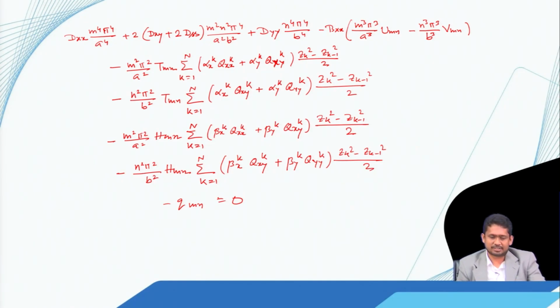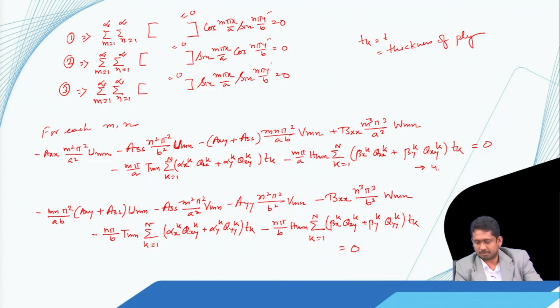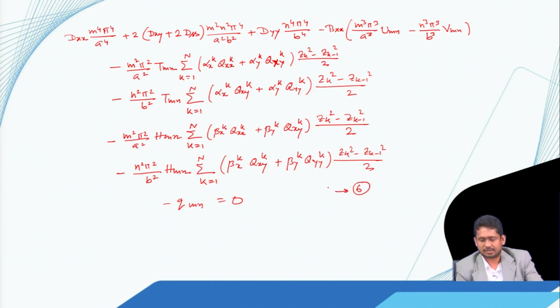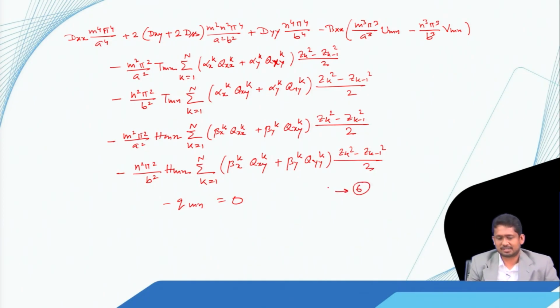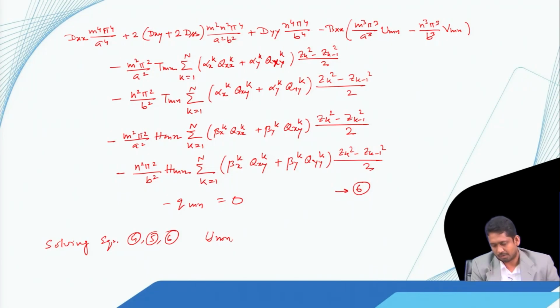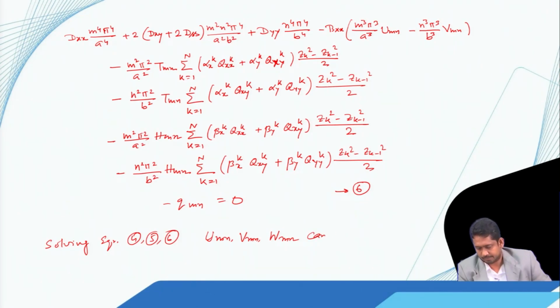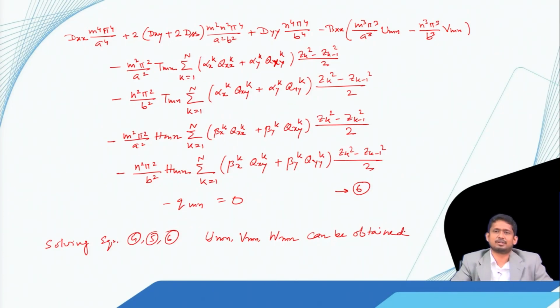So, we have 3 sets of equations, we can name them equation number 4, 5 and equation 6. So, solving equations 4, 5, 6, Umn, Vmn, Wmn can be obtained, and if I get Umn, Vmn, Wmn for each mn combination, then we can put it in the approximation back and we can get our solution.